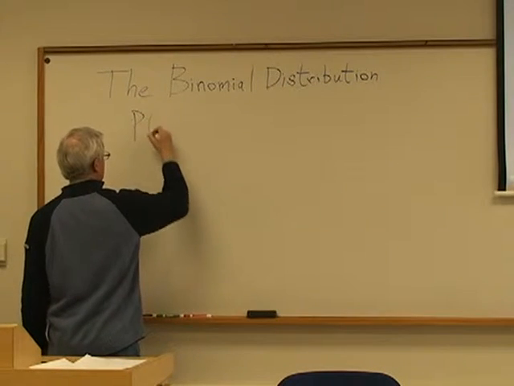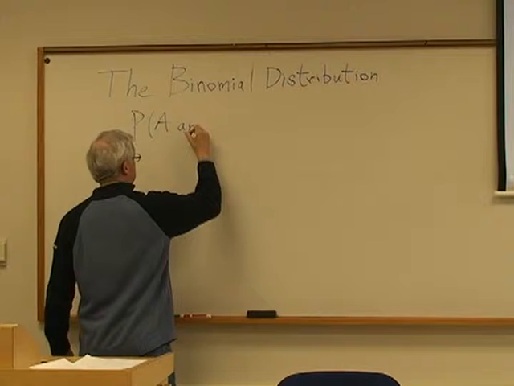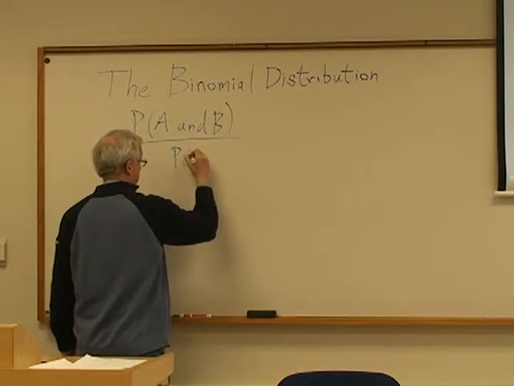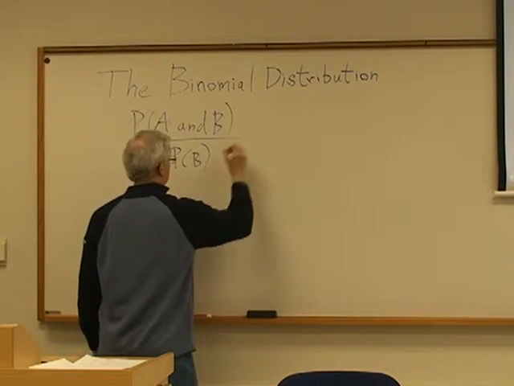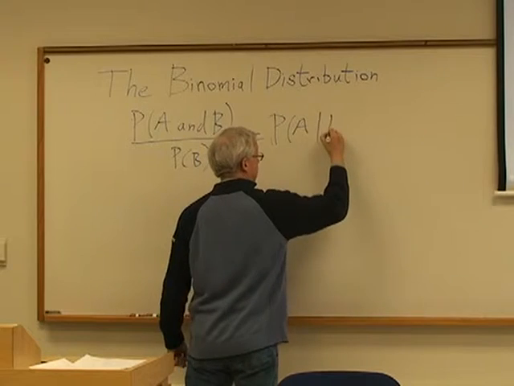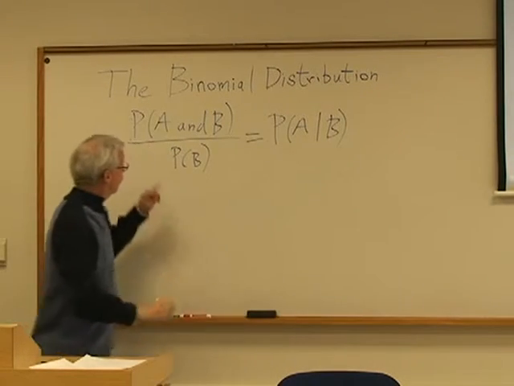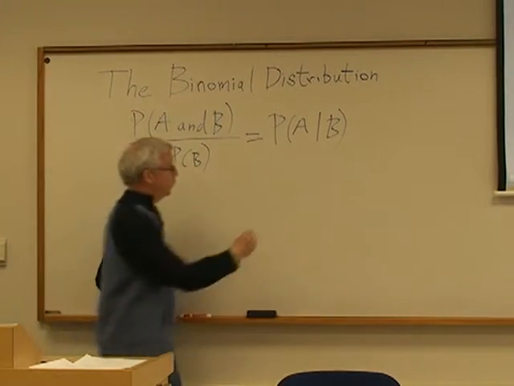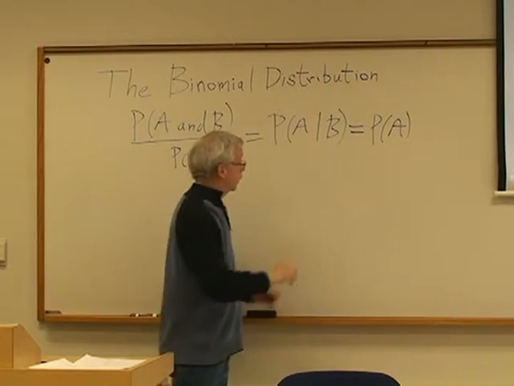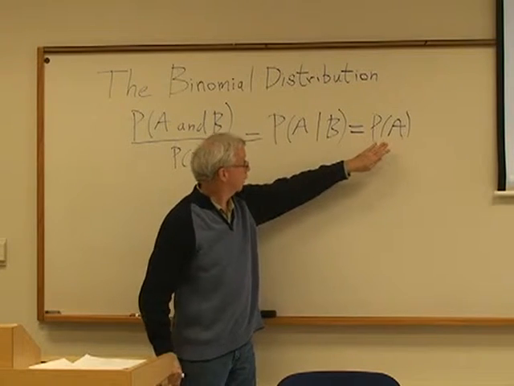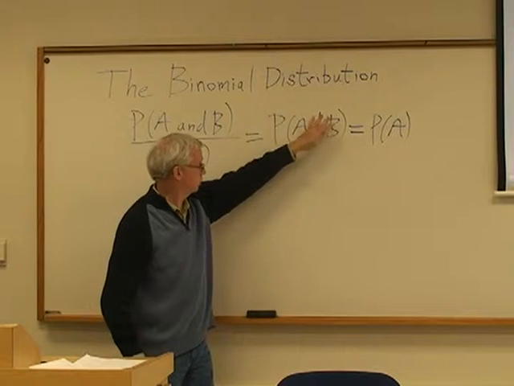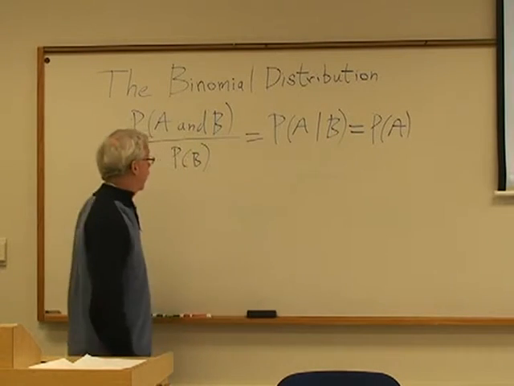So we have the probability of A and B divided by the probability of B. That's my definition of the probability of A given B. And if the two events are independent, then this is the same thing we just defined as the probability of A. Again, the fraction of the whole population that's A is the same as the fraction of B that is A.